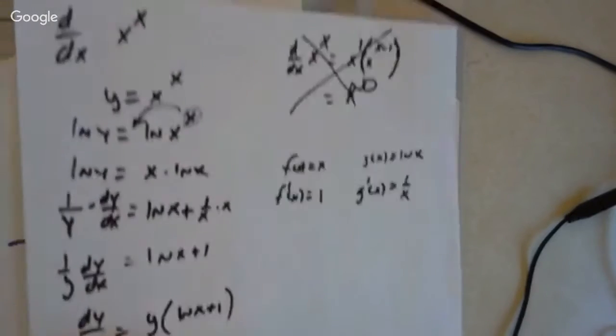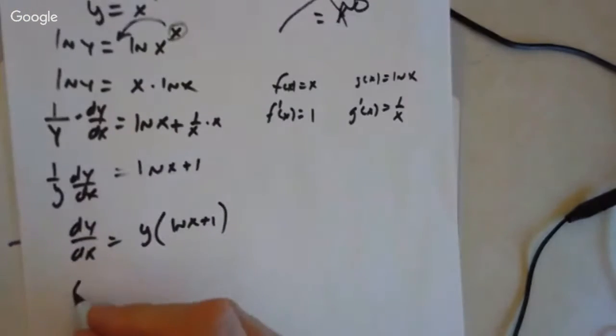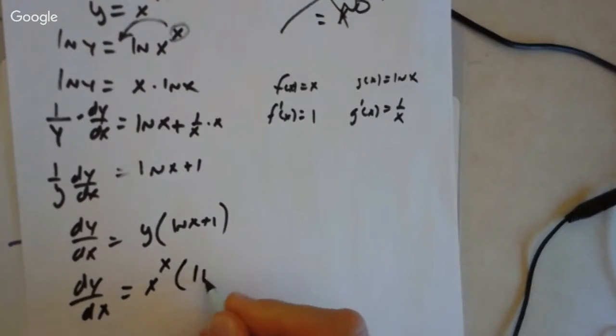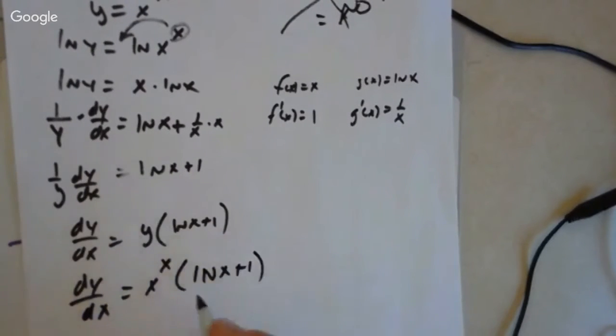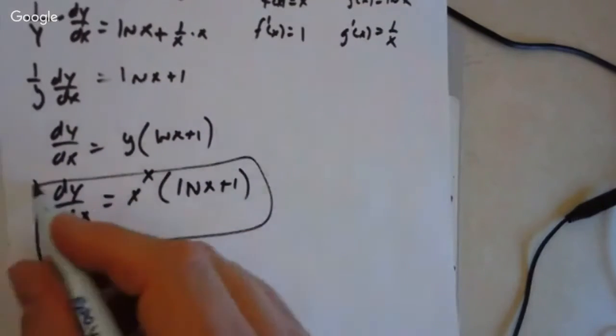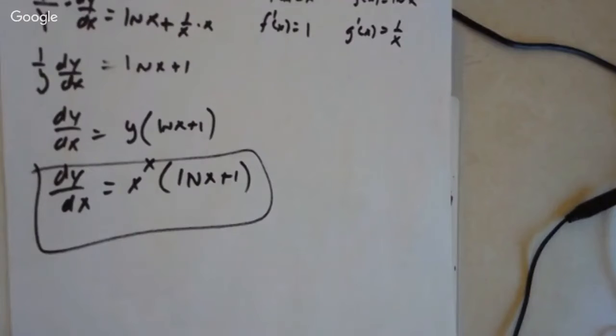What's y equal to? So dy/dx is equal to x to the x times (1 times ln x plus 1). Now, do you distribute that? I don't know. That really doesn't do anything good for me. There is your answer. The derivative of x to the x is x to the x times (ln x plus 1). Great.